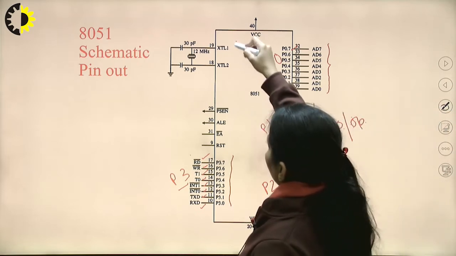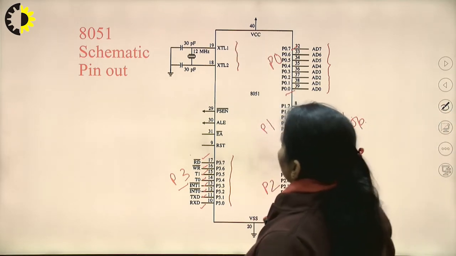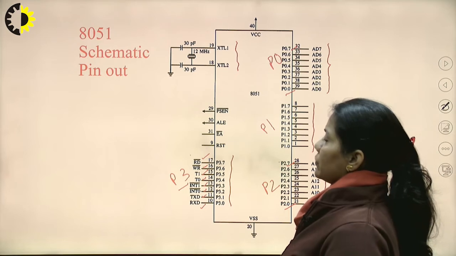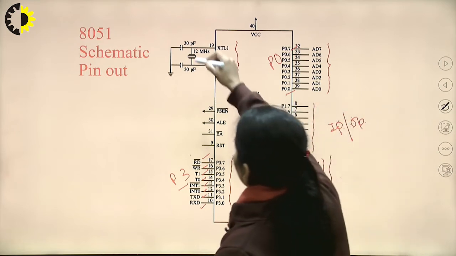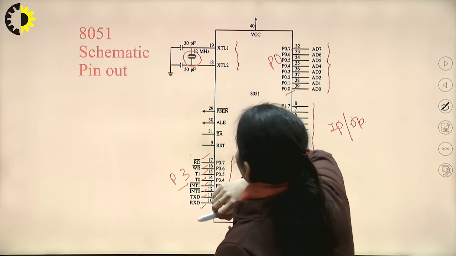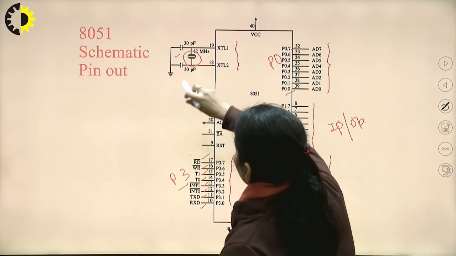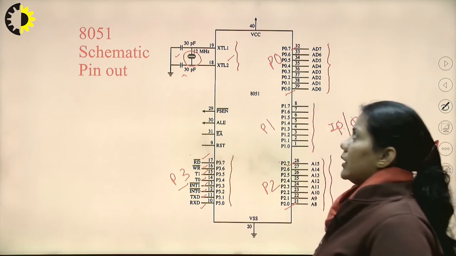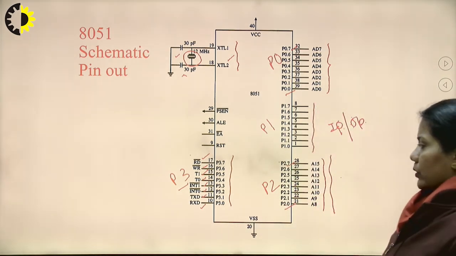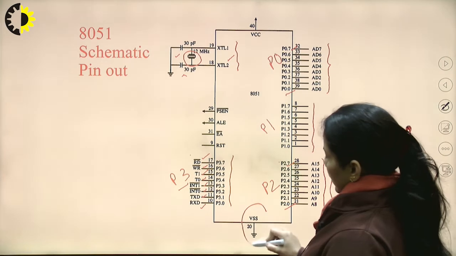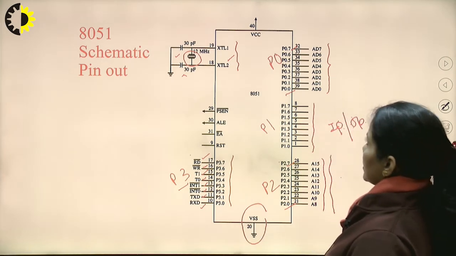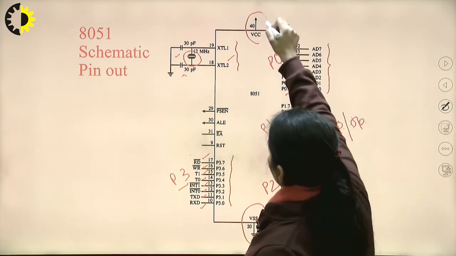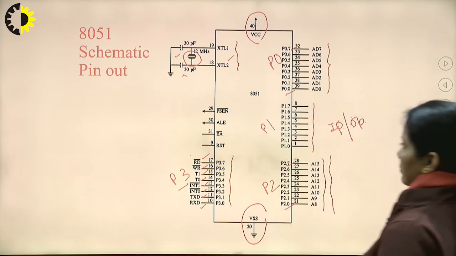Here, pin number 18 and 19 are related to the clock generation for the circuit. Here the crystal oscillator is connected using an RC circuit to the two pins 18 and 19 of the microcontroller. Pin number 20 represents VSS. Pin number 40 is for VCC connection.